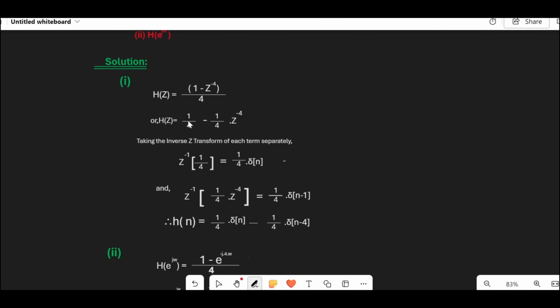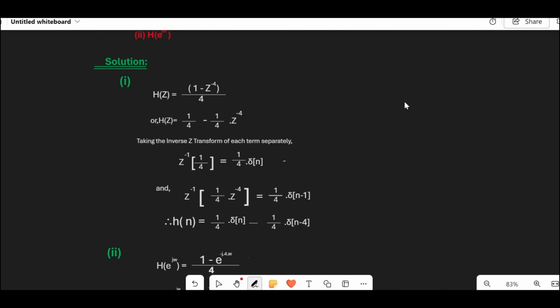for this part the inverse Z transform is 1 by 4 into delta of n, and for this part, z to the power minus 4, the inverse Z transform is delta of n minus 4. That means h of n equal to the inverse Z transform of the first part and the second part, that means 1 by 4 into delta of n minus 1 by 4 into delta of n minus 4.